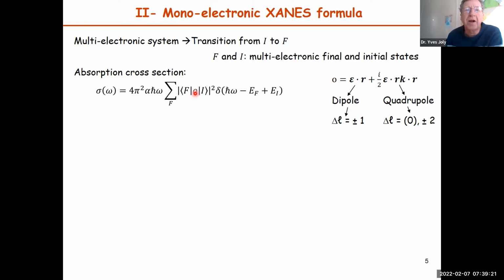O is the operator to make the transition between the initial state and final state, and probably you have already seen that it can be written as a dipole part. Epsilon is the polarization of the incoming field, R is the position, and here the quadrupolar part. So you have again the polarization and then the wave vector. So there are different selection rules applying on these different parts.